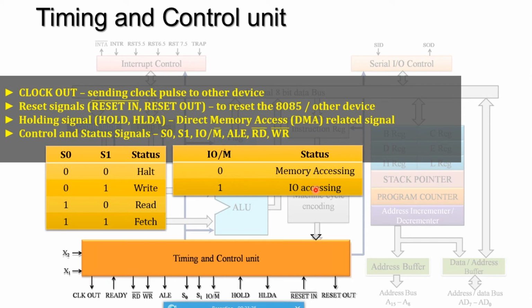So I am telling about these three signals: S0, S1, IO slash M bar. With the help of these three signals, whether we are working with a memory device or an IO device can be made clear. With the help of S0, S1, we can understand whether we are giving an opcode to the microprocessor or whether we are reading or writing data. So this is the status signal.